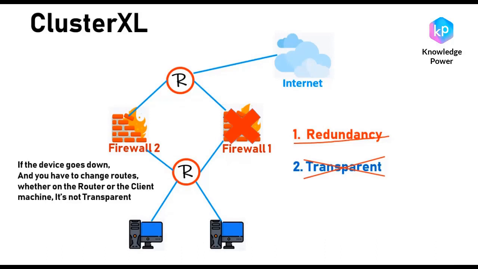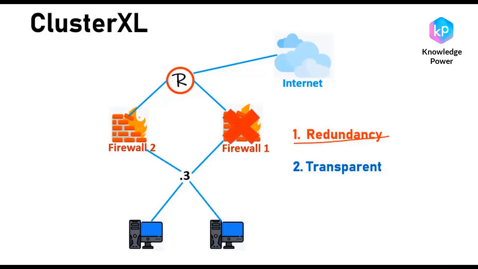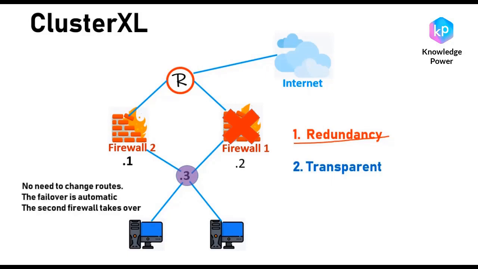It might take longer. Who knows? The solution has to be transparent. Let's say you have a virtual IP address, and we're going to discuss it a bit later in more detail how it works. You have a virtual IP, and so you don't need to change routes. The failover is automatic, and the second firewall takes over without any need to change routes on your router or on the client machine. This is how Checkpoint defines a cluster.